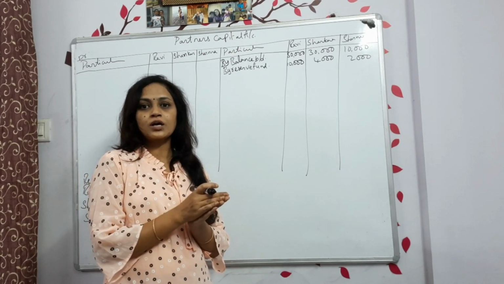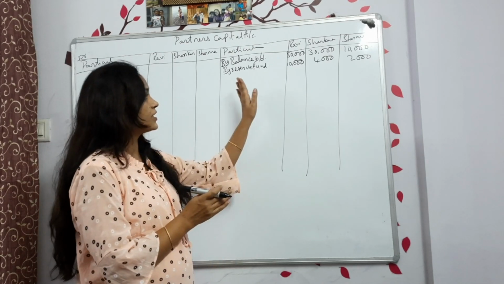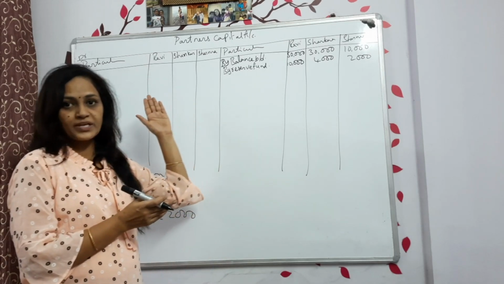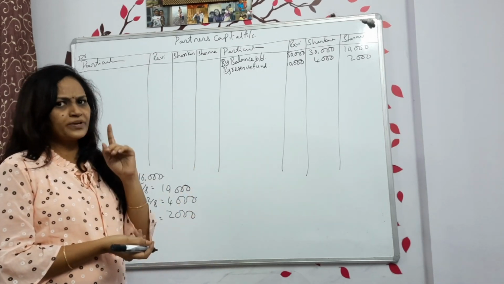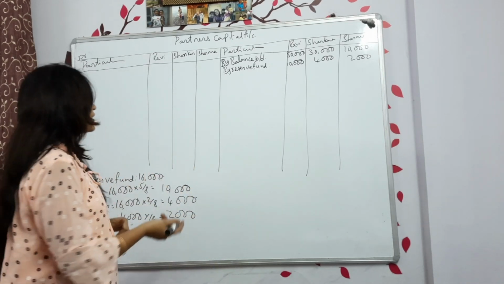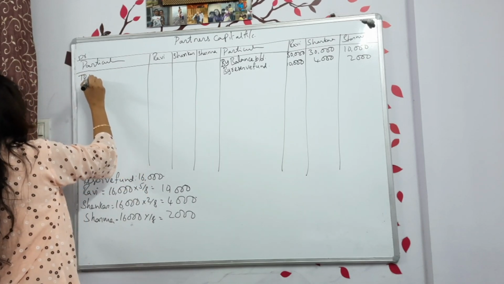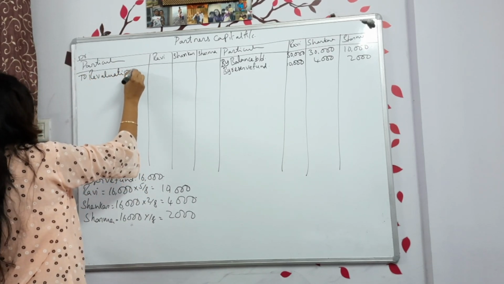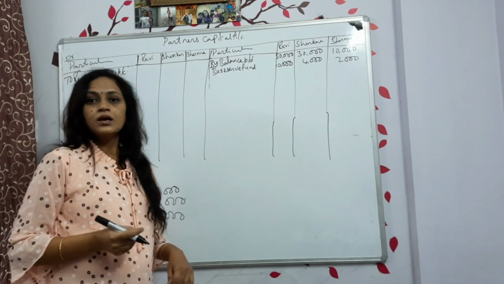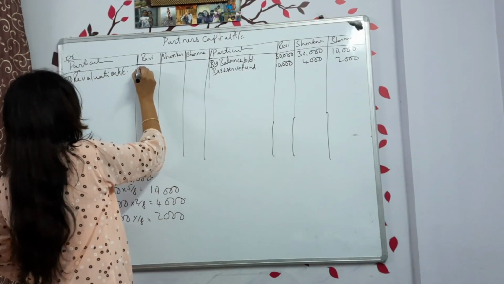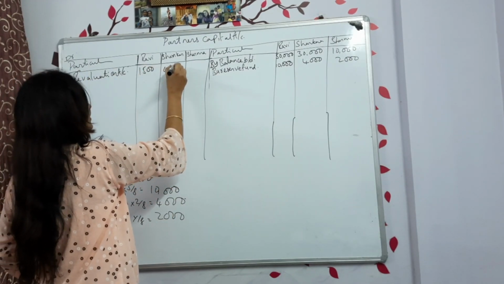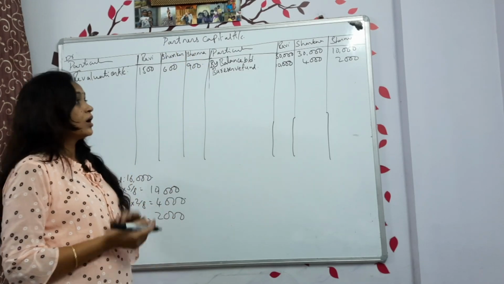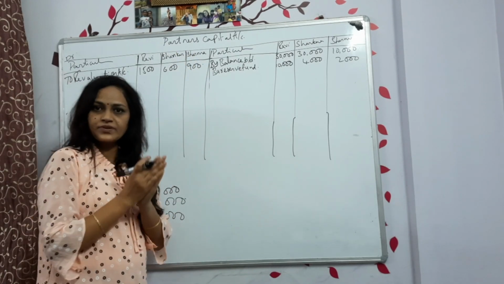Now revaluation account. Check the revaluation account. If you got the profit, we will write it on the credit side. If you got the loss, then we will write it on the debit side. So according to me, it was a loss, right? So let's write on the debit side of the revaluation account. You got 1,500, 600 and 900. Got it? Now whatever is there, we have already completed.